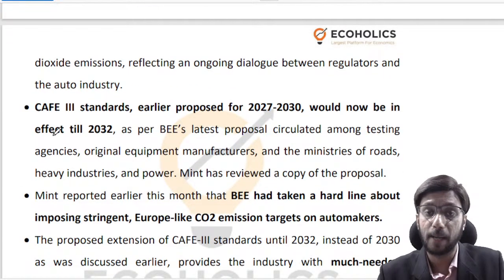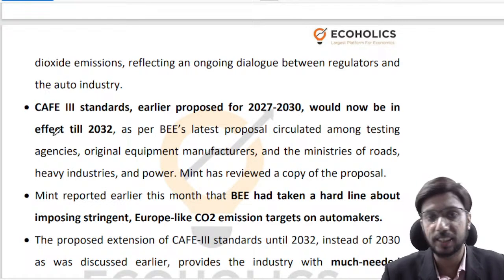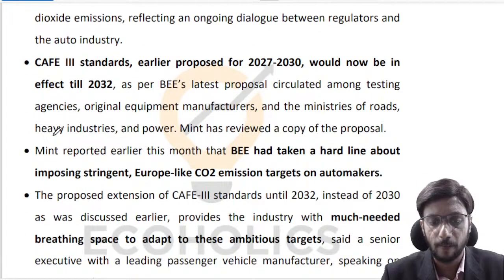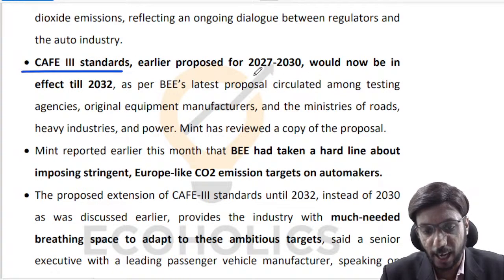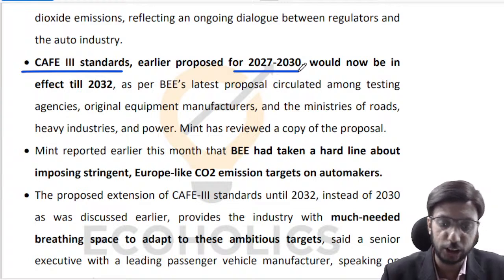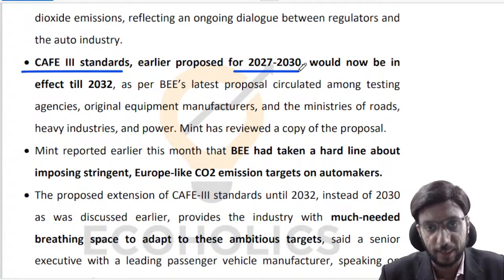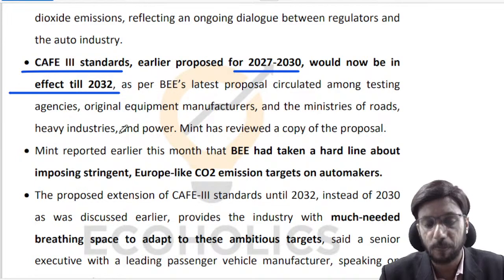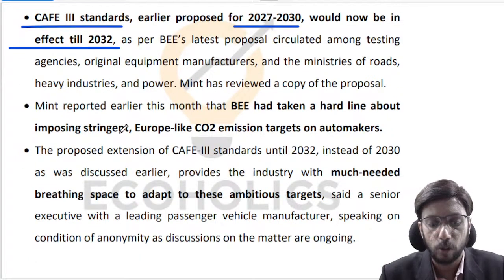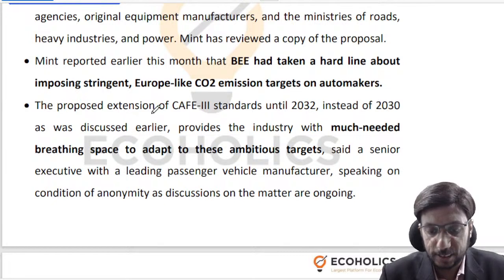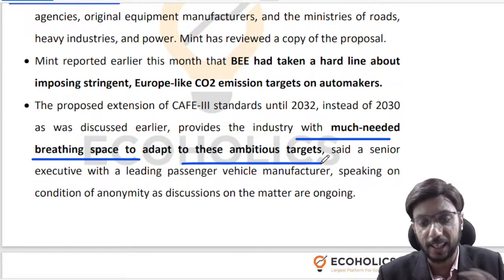Now, earlier BEE, that is Bureau of Energy Efficiency, was being very, very ambitious and aggressive regarding these CAFE 3 and CAFE 4 standards. They were saying that CAFE 3 standards will end by 2030, and CAFE 4 standards, which are more stringent, will kick in from, let's say, 2030 or something like that. Now we are saying that CAFE 3 standards will go on till 2032. Okay, so you have more breathing room, you have more time. So that's the basic idea over here, that these ambitious targets have been watered down.